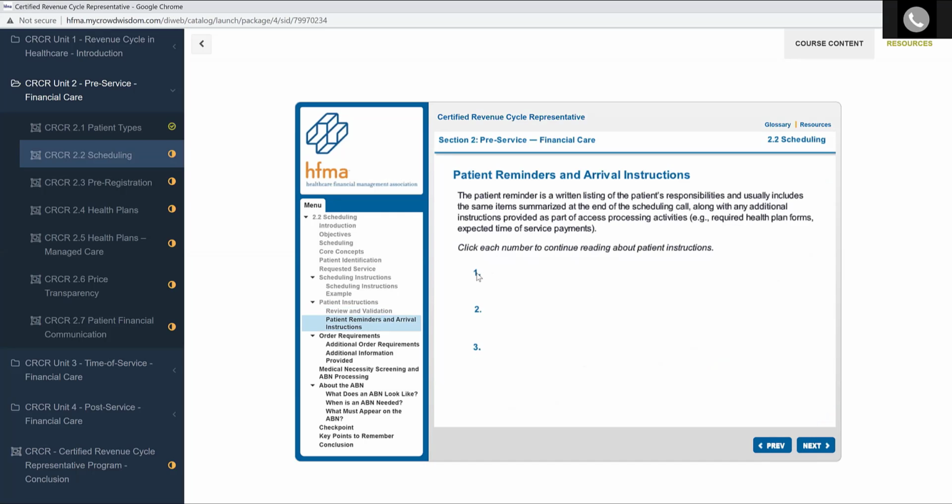So, patient reminders and arrival instructions. The patient reminder is a written listing of the patient's responsibilities and usually includes the same items summarized at the end of a scheduling call, along with any additional instructions provided.